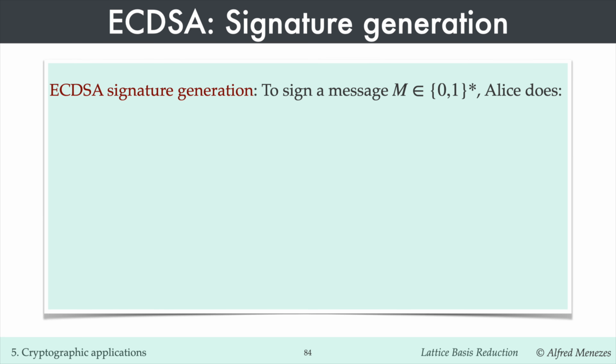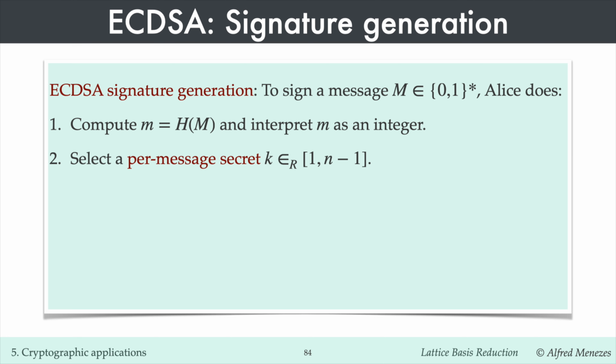To sign a message M, Alice does the following. She first computes the hash m of the message. She then chooses a fresh secret k uniformly at random between 1 and n-1.